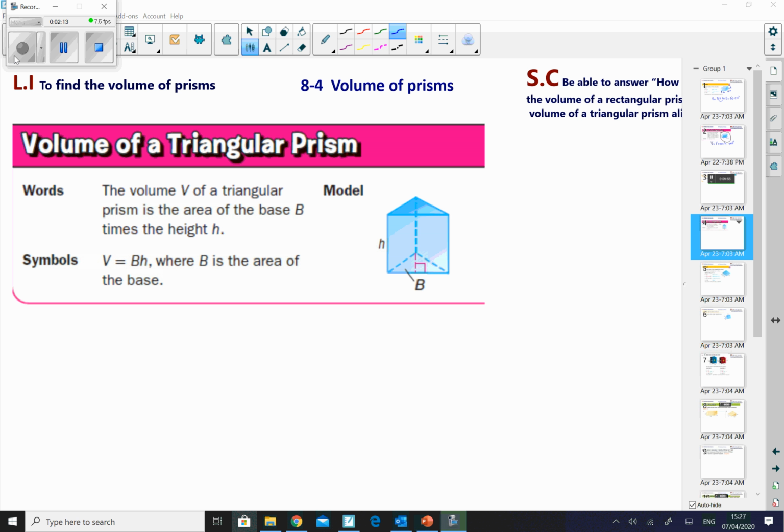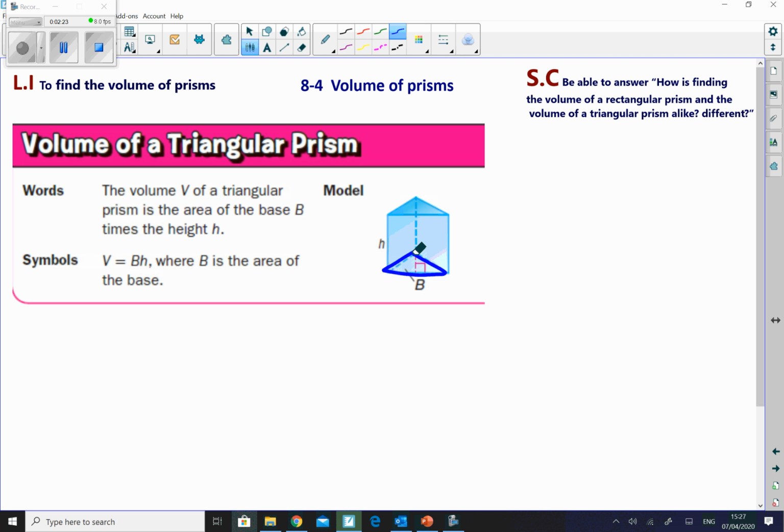What if I have a triangular prism? As we know before, we name the prism according to its base. So the base here is a triangle, so it's a triangular prism. To find the volume of a triangular prism, you will do the same thing. It means that the volume equals the area of the base times height.